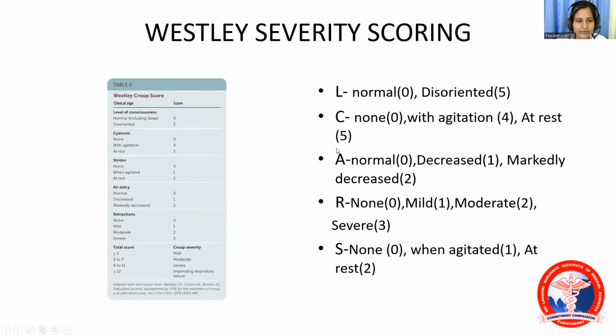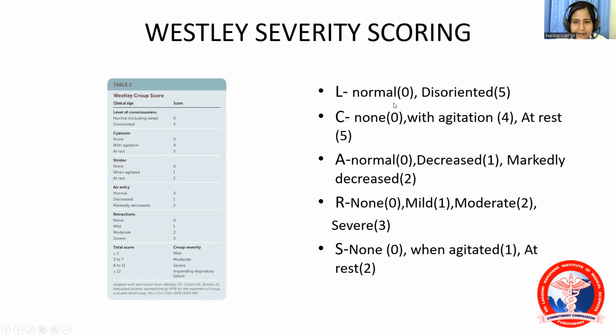For easy understanding, there is a mnemonic, which is L-CARS. What is L? L is level of consciousness. So the croup child has either a normal level of consciousness or an altered level of consciousness.